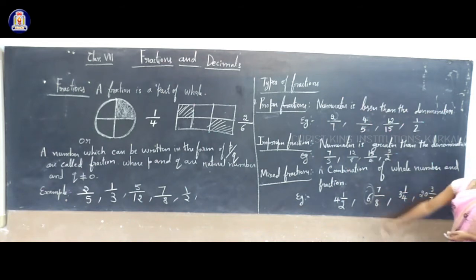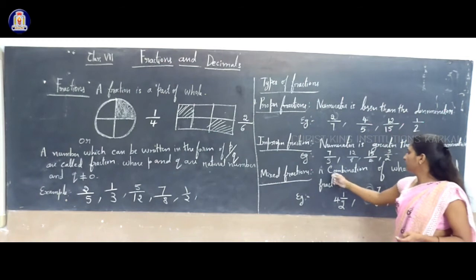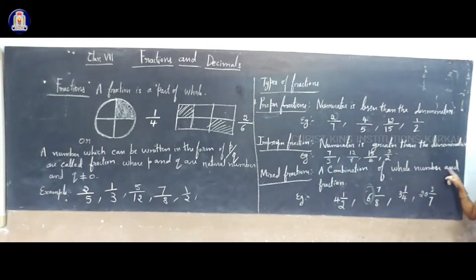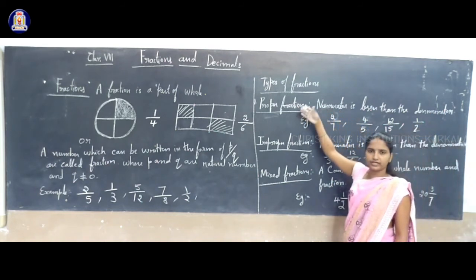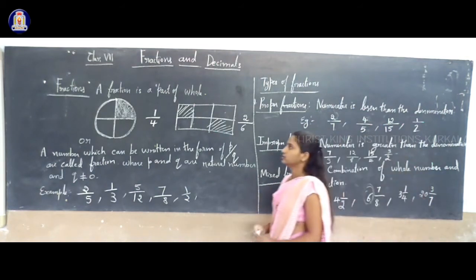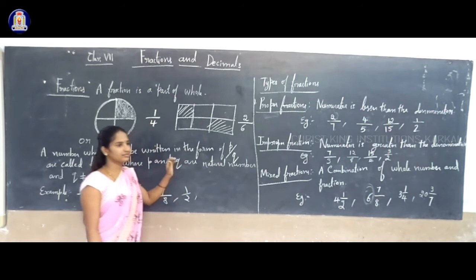So a mixed fraction is a combination of a whole number and a fraction. Clear? Understood? So the types of fractions: proper fraction, improper fraction, and mixed fraction. 3 types. Clear? So first you have to study the definition.